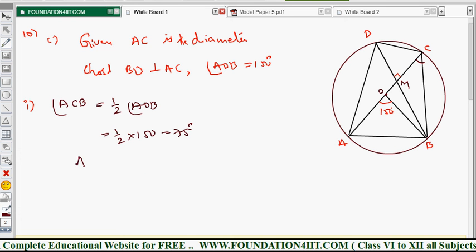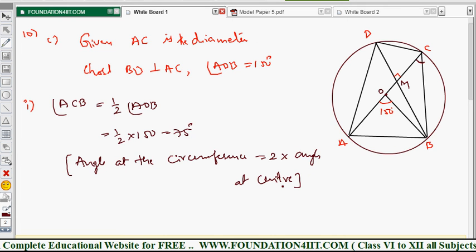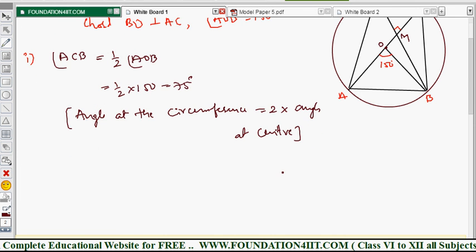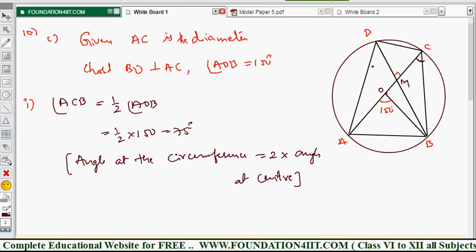So the rule is, the angle at the center is 2 times the angle at the circumference from the same chord, the same arc. This you can take. And from this, next you should find out angle DAC. So this angle you should find out.